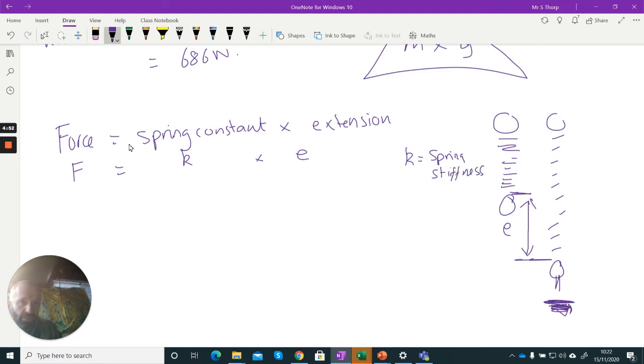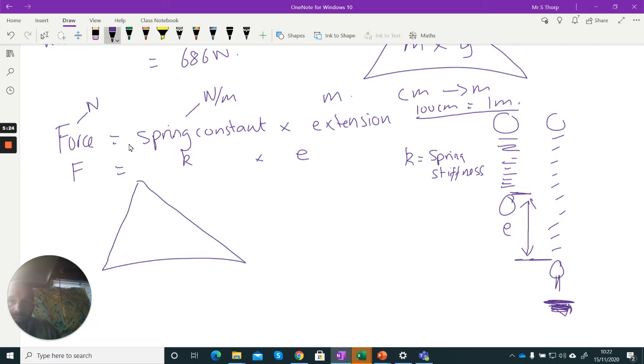So the harder it is to stretch a spring, the stiffer the spring is, the bigger the number. And so we've got units, so force again in newtons, and spring constant is newtons per metre. And extension is in metres. So you might have to convert centimetres into metres for this. So 100 centimetres is equal to 1 metre. So that's up to you. You should be able to work that out. So remember, it's got to be in metres. So put it into a triangle. I'm going to use the symbols for this. F equals K times E. There we go.